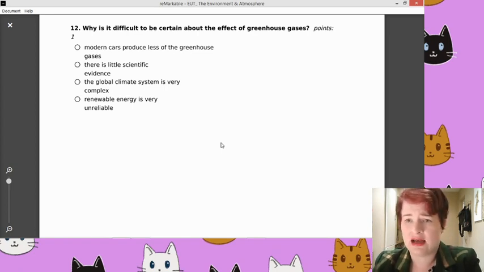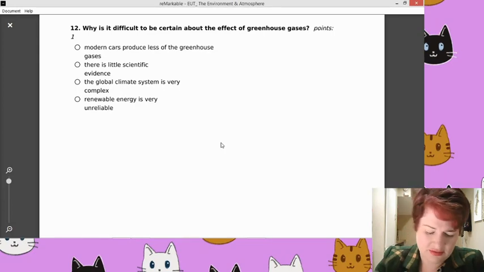Number 12, as I just alluded to, it is tricky to be certain about the effect of greenhouse gases. Is it because modern cars produce less of the greenhouse gases? Well, modern cars do produce less greenhouse gases, most of them anyway. But that won't help us figure out the certainty of it, so no, not that.